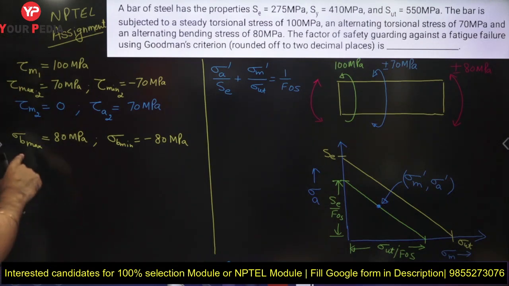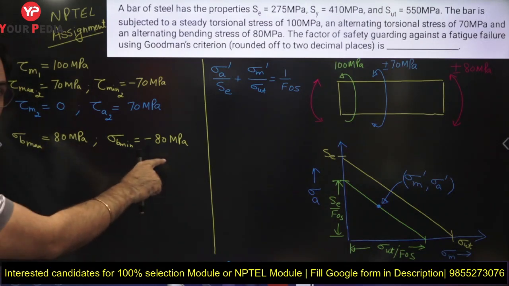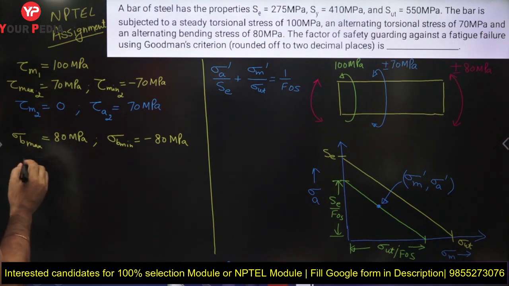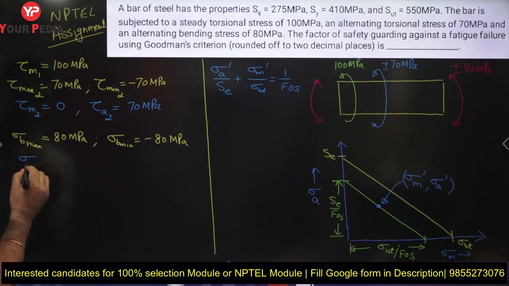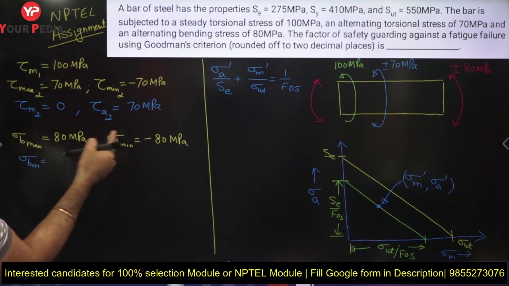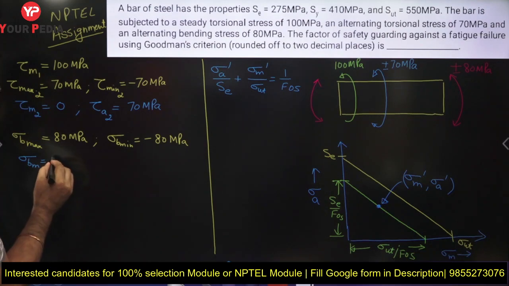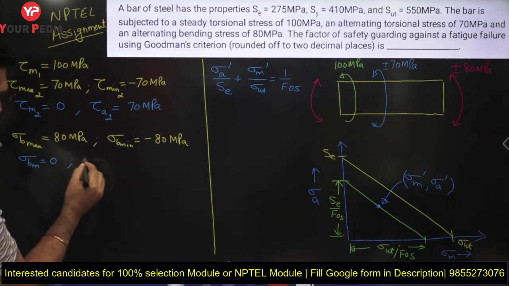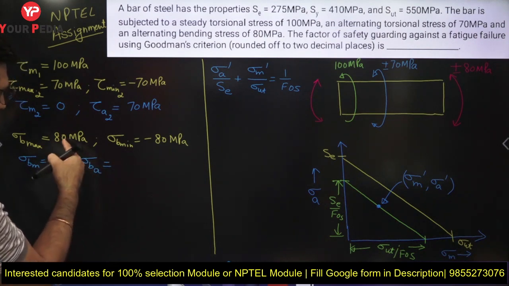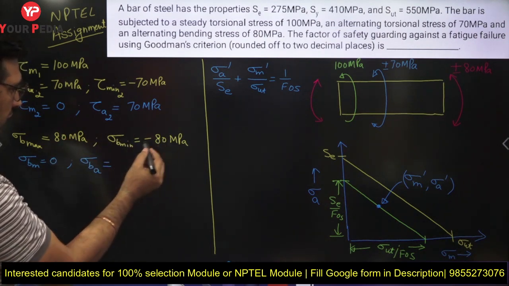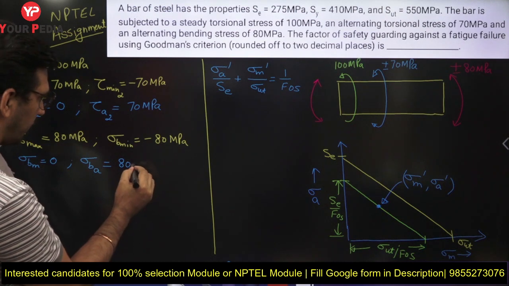Same way, I need to find out the mean and amplitude of stress for this fluctuating bending stress. The bending mean is simply the addition divided by 2, so it is going to be 0, whereas the amplitude of the stress in this case is this minus this, so it becomes 160 divided by 2, again 80 megapascal.